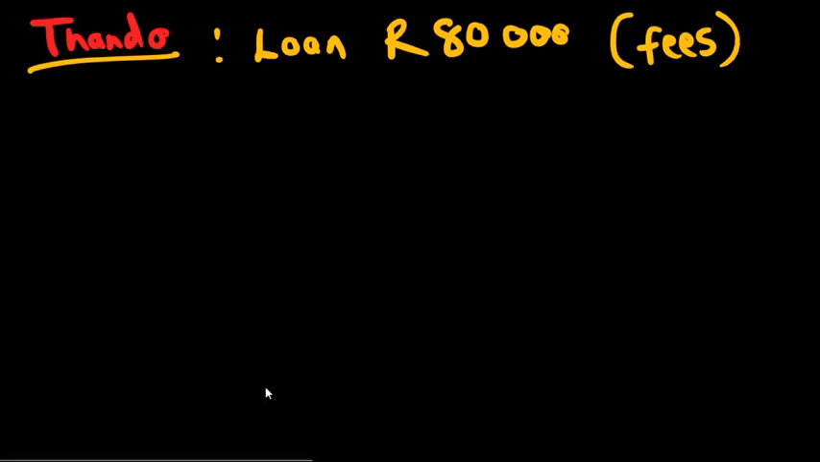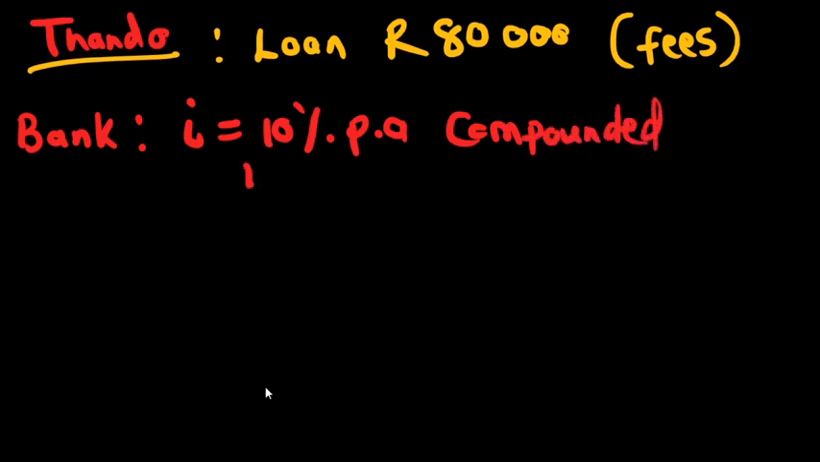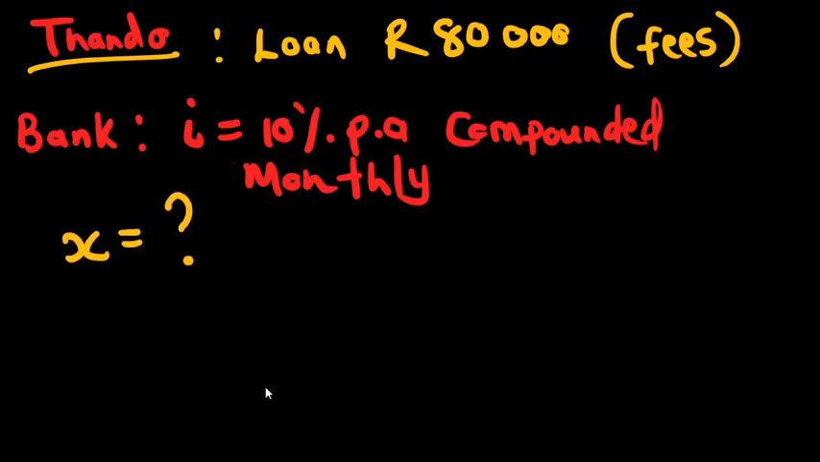So the bank will tell Tando that, Tando, you want us to give you 80,000 rand for your fees for next year at university. We're going to charge you an interest rate of 10% per annum compounded monthly. And then you ask yourself, okay, fine, I get it. How much should I pay up this loan?